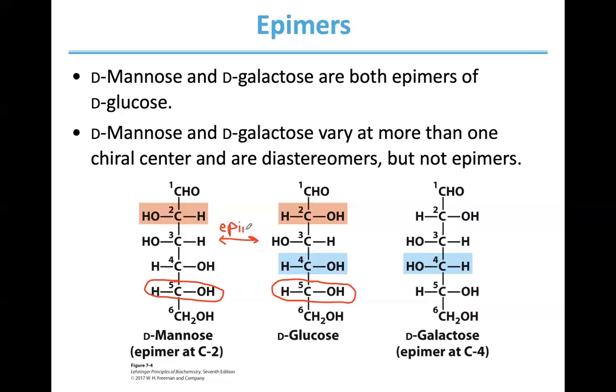In other words, another way to say it is that they're diastereomers which differ in the stereochemistry of one stereocenter. Now galactose, and you see this is an epimer at position 2. Galactose is still a D sugar, D-galactose. Let's look at the other carbons. Carbon 2 is the same as glucose, carbon 3 is the same, carbon 4 is where the difference is, and carbon 5 is the same. Because carbon 4 is different, these are epimers as well.